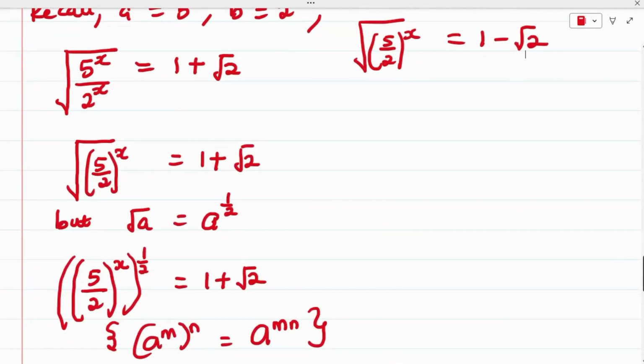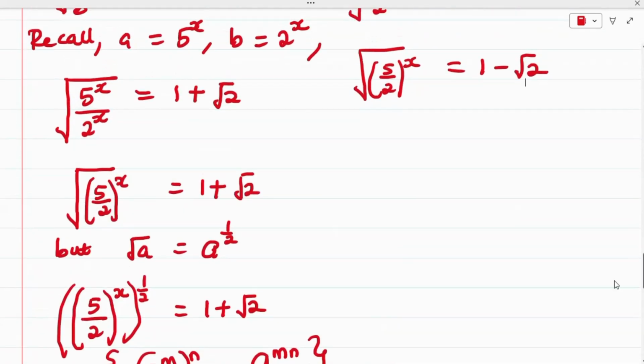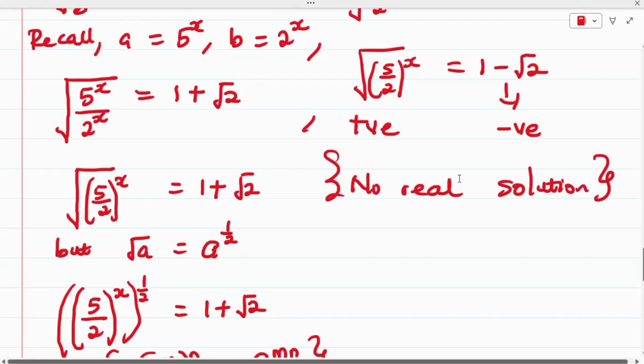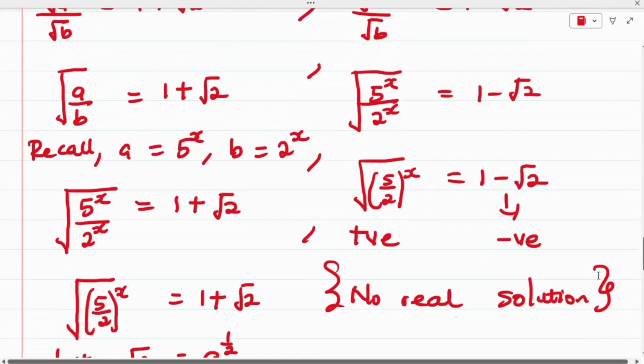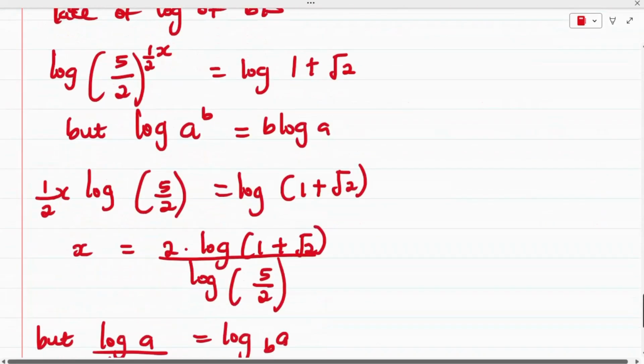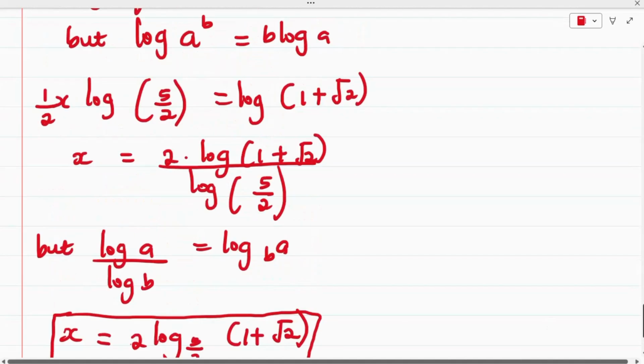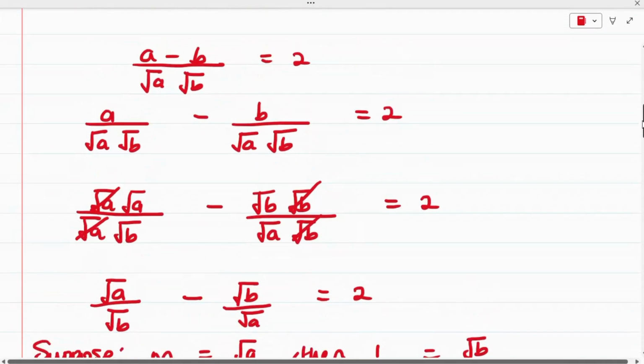Which simply means that the root of x is always positive. Now, at this point right here, as you can see, this part here is positive and this part right here is negative. So this solution has no real solution. So we can't actually solve for this. So we are going to work with just the positive aspect, which is for m equal to 1 plus the root of 2, and we have been able to solve for that for us to be able to get the value of x.